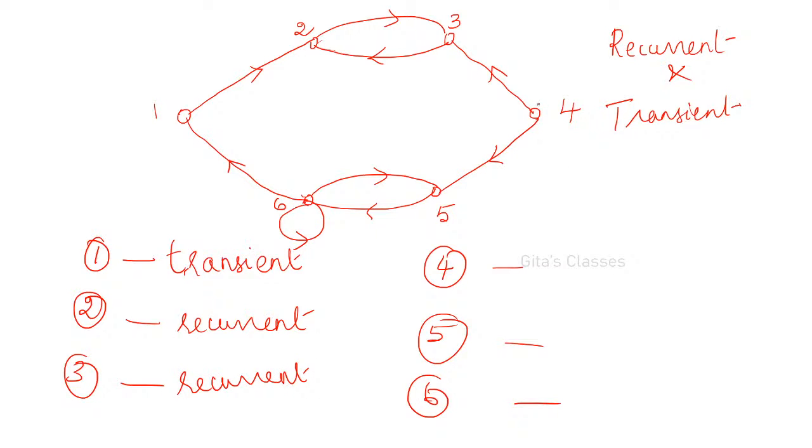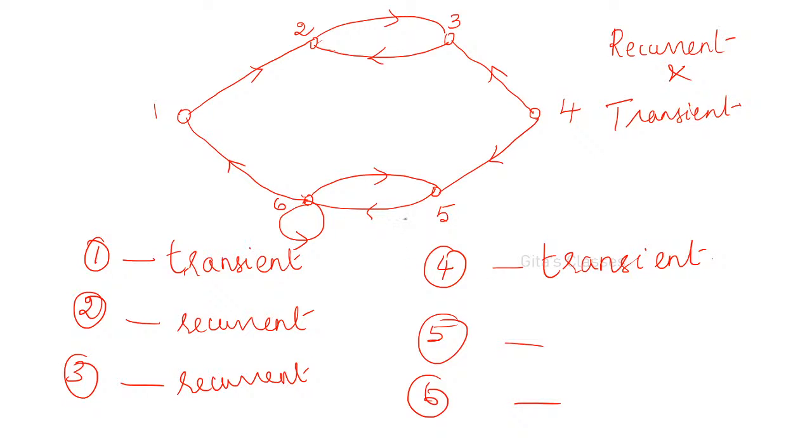What about 4? From 4 you can go to 5. And 5 to 6, you cannot come back to 4. Therefore it is a transient state. Right?